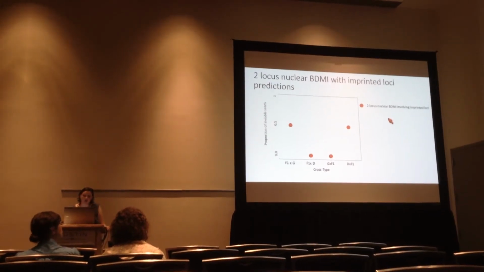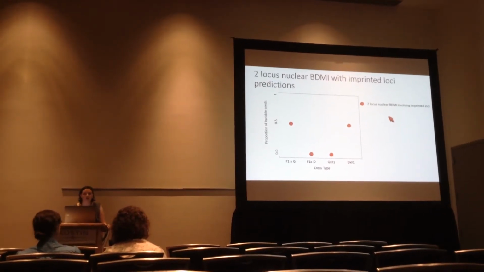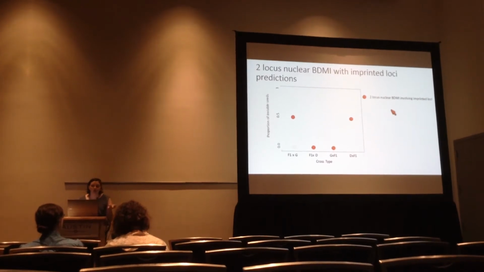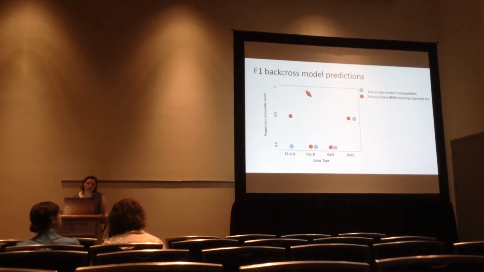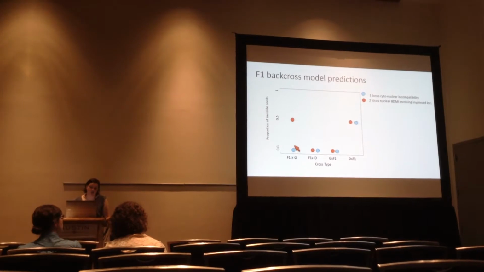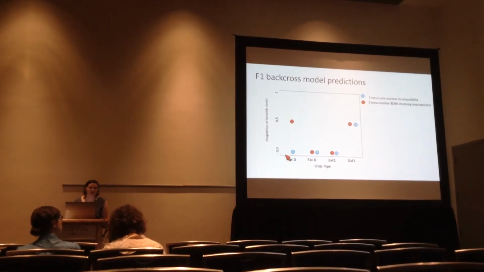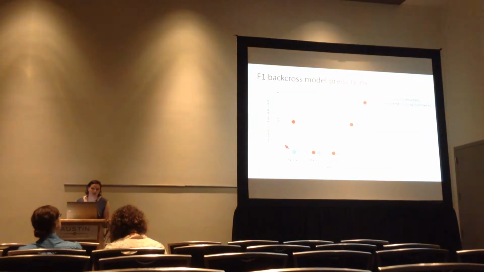And next I'm going to show you another genetic model that could explain an asymmetric cross, and that's a cytonuclear incompatibility. And the important point to remember here is that the only cross which differentiates these two predictions is this F1 backcrossed to the other parent.